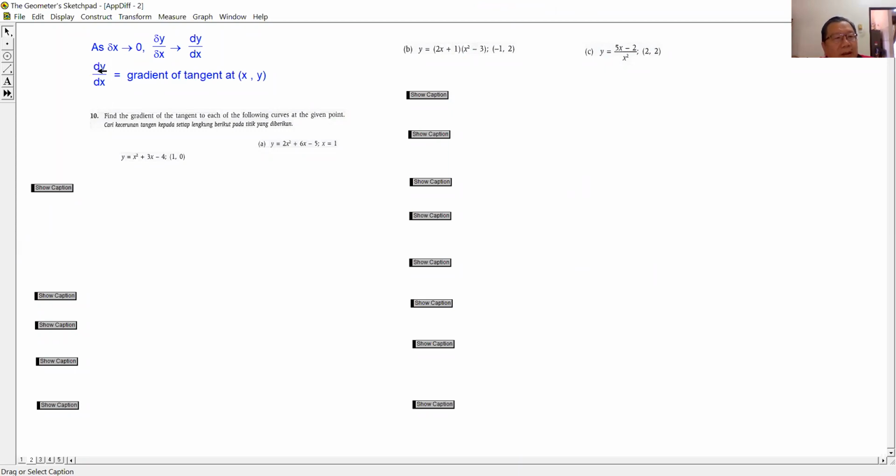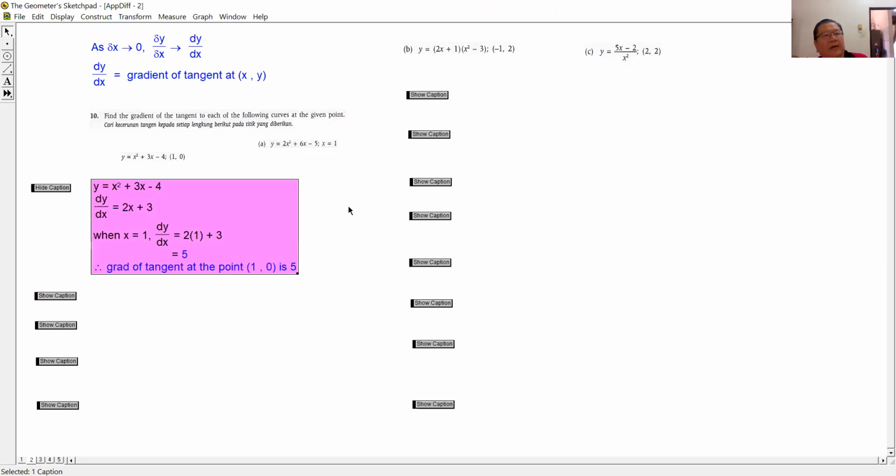How to apply dy dx as the gradient of tangent? Okay, the first example is x squared plus 3x minus 4 at the point (1, 0). What they are asking us to do is, in my own words, please find the gradient to this curve at the point (1, 0). Understand the question or not?